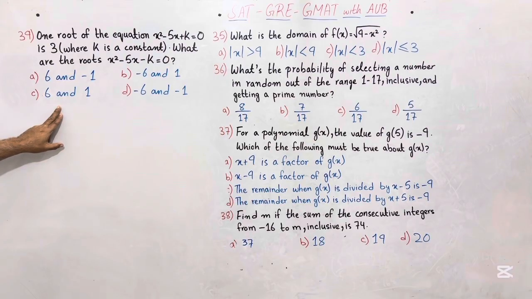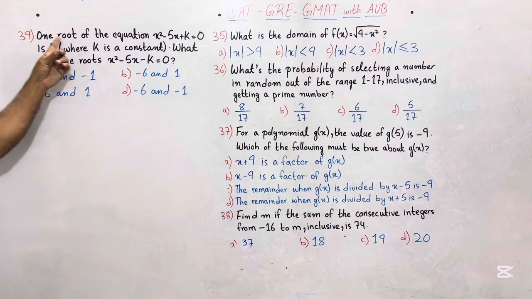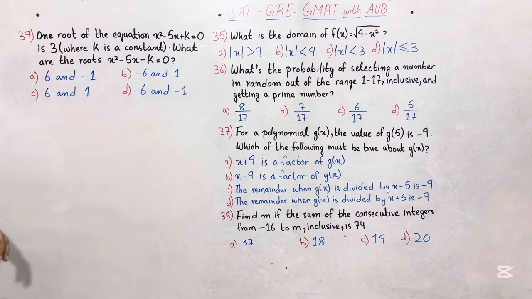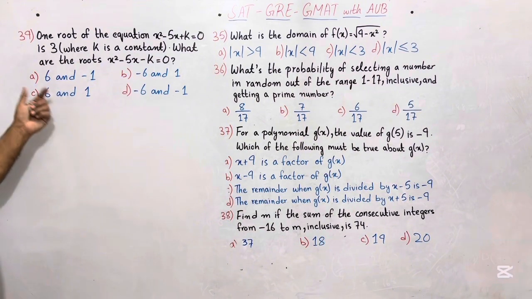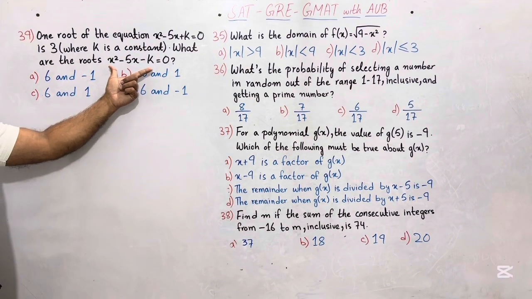Our question number 39 reads: one root of the equation x square minus 5x plus k is equal to 0 is 3. If 3 is the root of this equation, where k is a constant, what are the roots of this equation? X square minus 5x minus k.